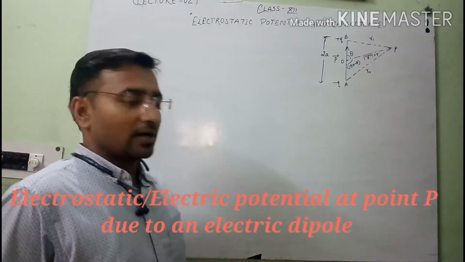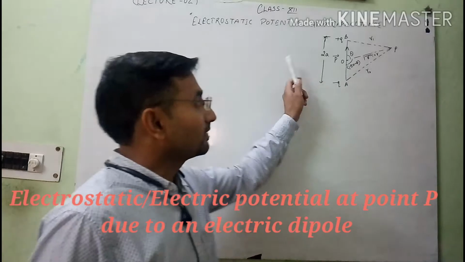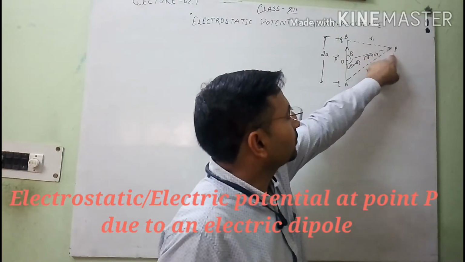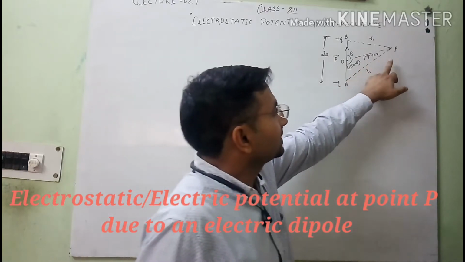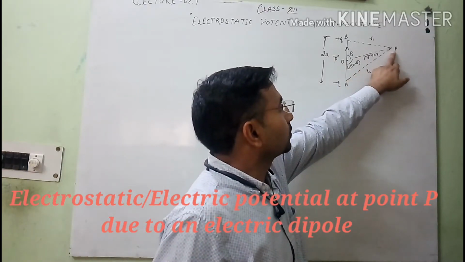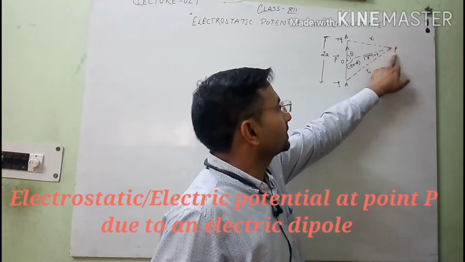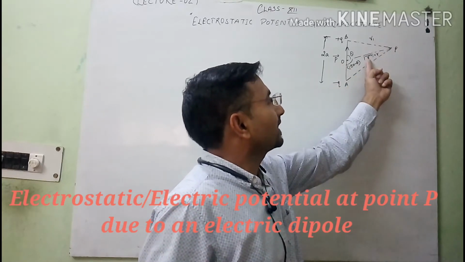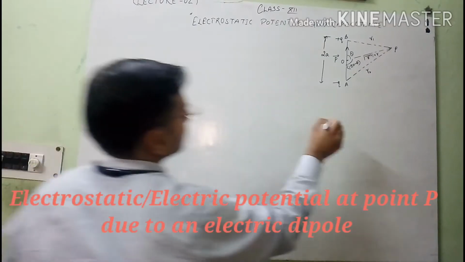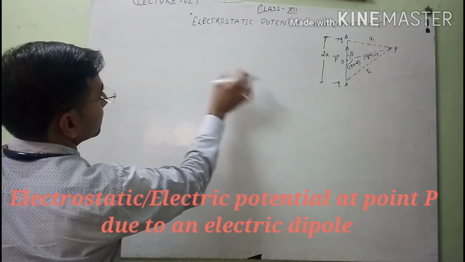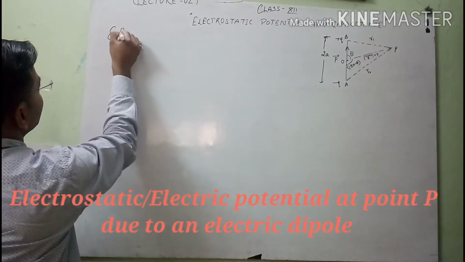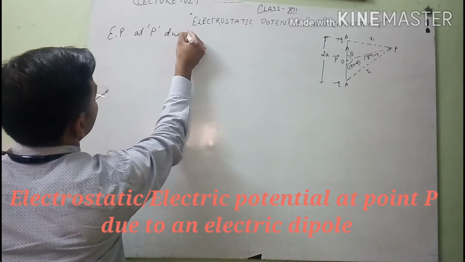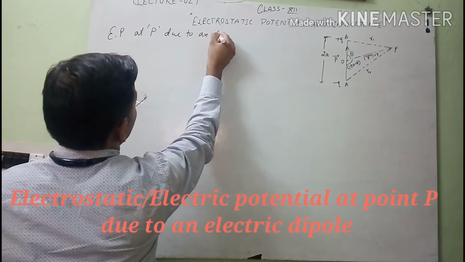Now student, after the system of charges, we will calculate here the electrostatic potential due to this dipole at any point P. For this, we will consider that the position vector of this point P from the center of the dipole is denoted by R vector. The topic is electrostatic potential at P due to an electric dipole.